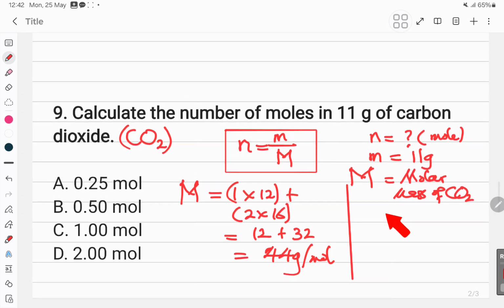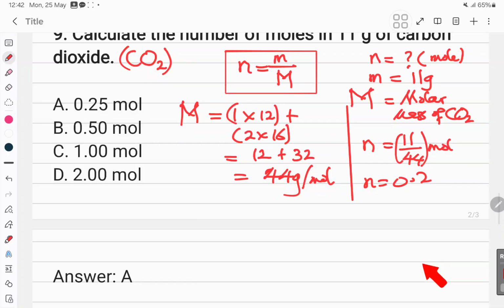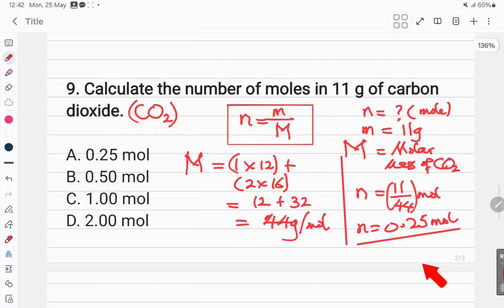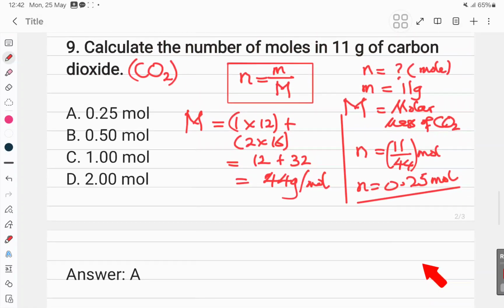Now we can substitute these values back into the formula. So the mole is going to be 11 over 44. Everything will be in mole. So this will give us 0.25 mole. So this is how to determine the number of moles in 11 grams of carbon dioxide. So the answer to question 9 is A.